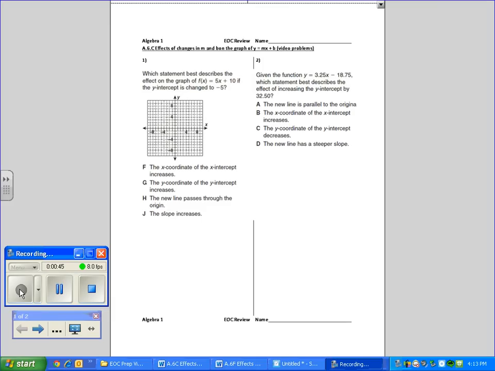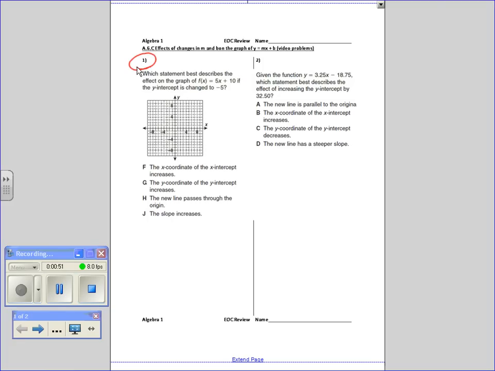The first problem that I'm going to work is problem number 1 right here. And we're starting with the equation f of x equals 5x plus 10. So we know from y equals mx plus b that our slope is 5 and our y-intercept is 10.